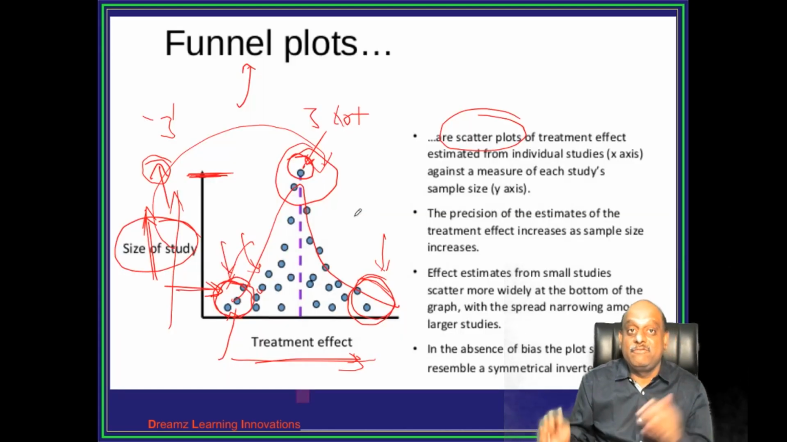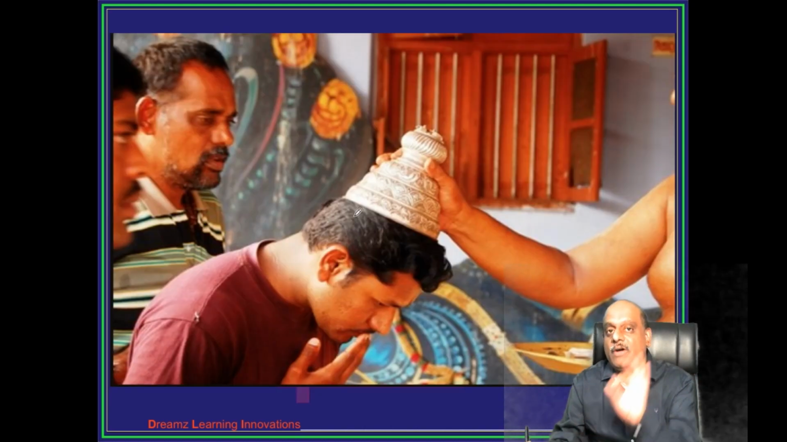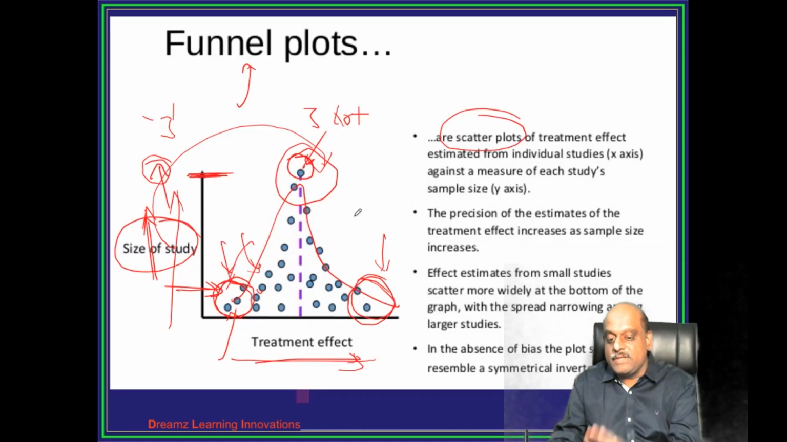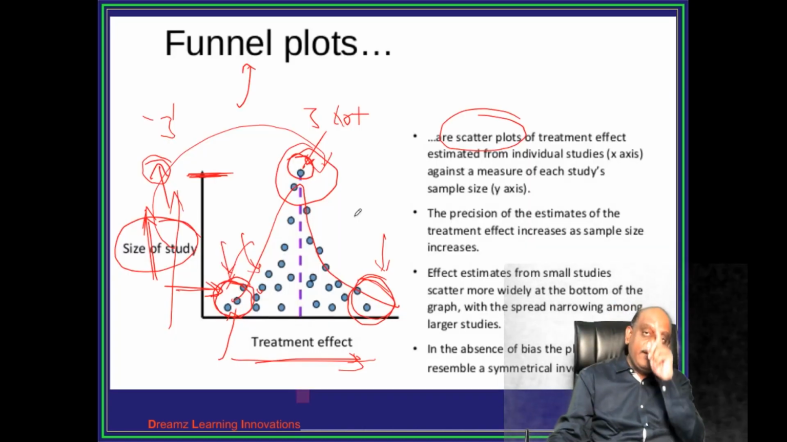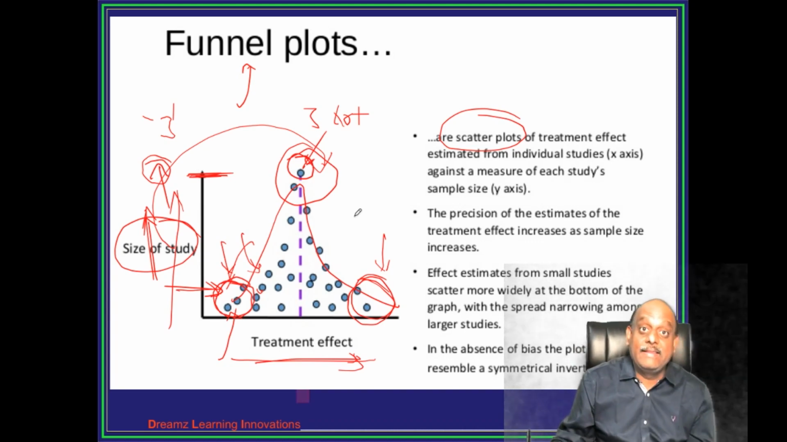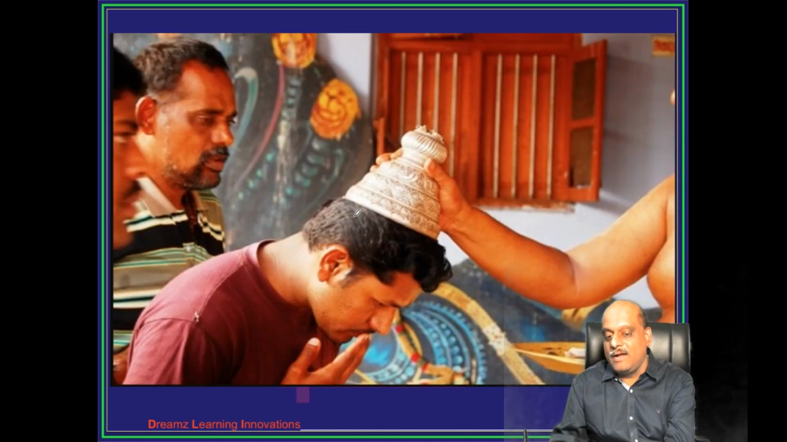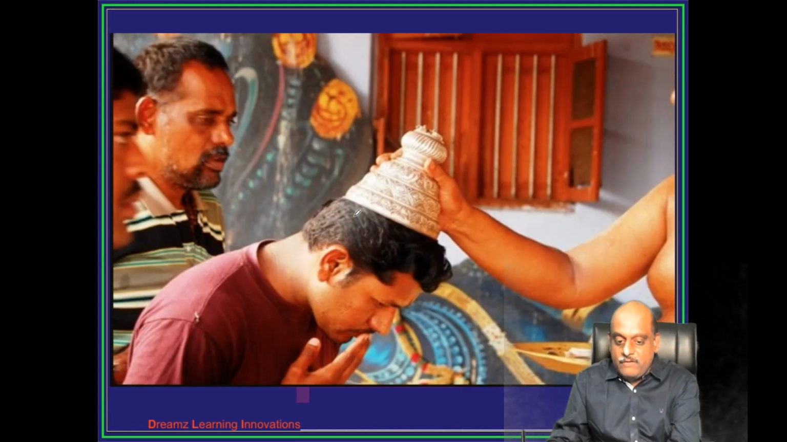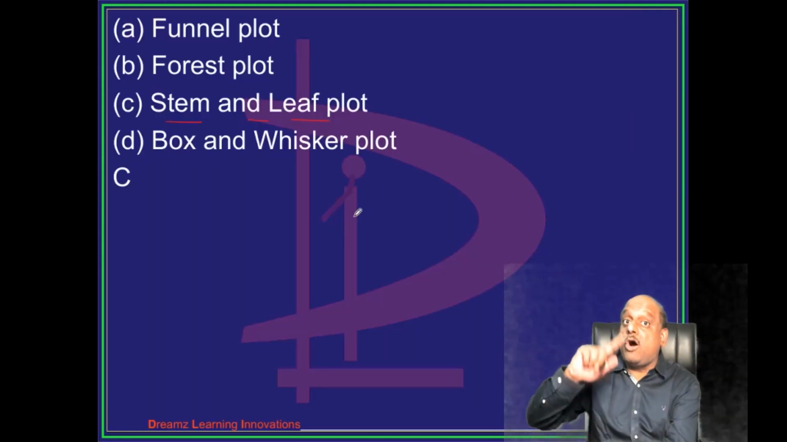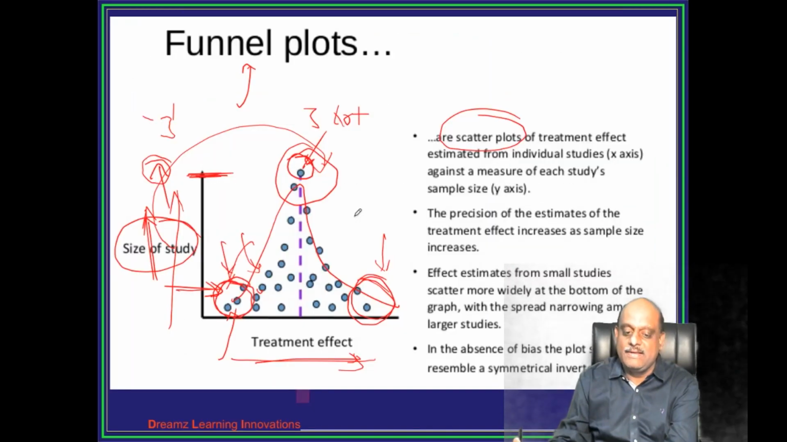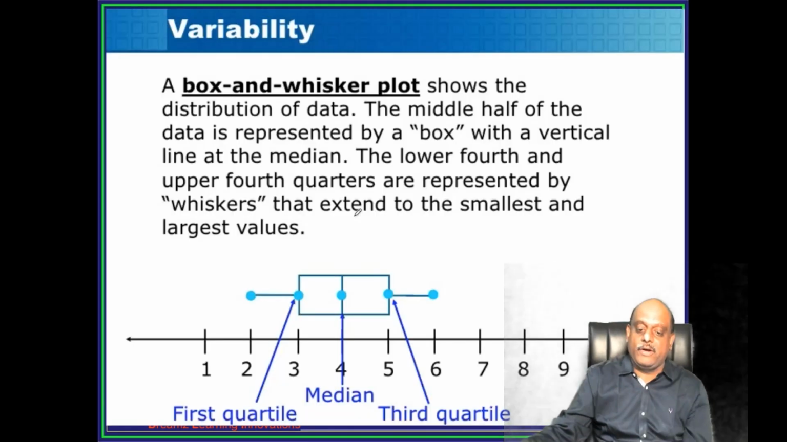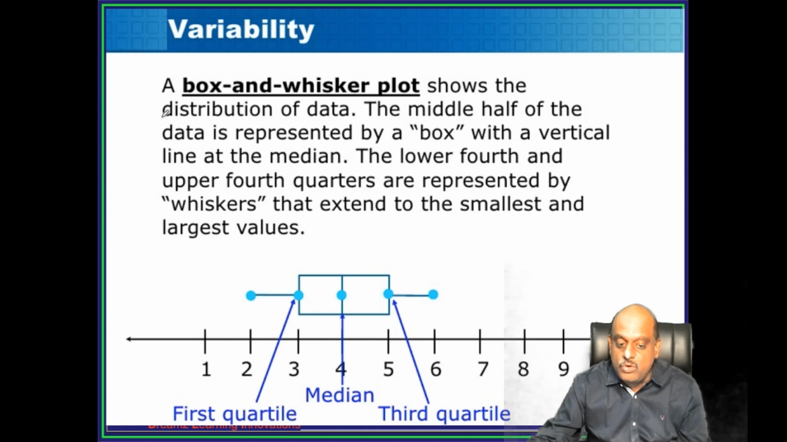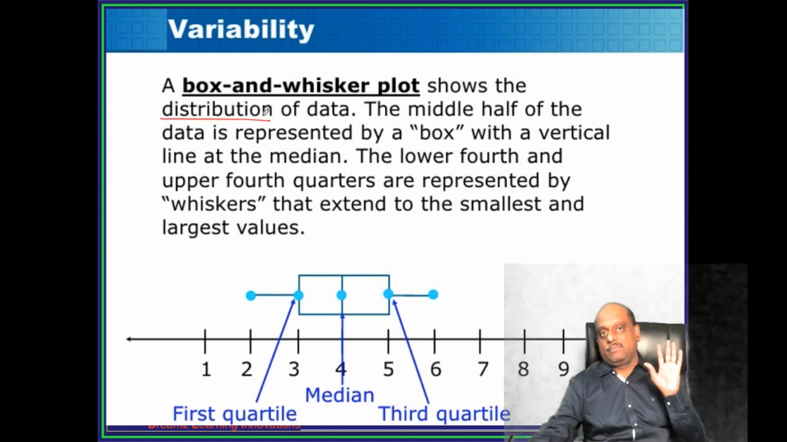So funnel plot. If the scatter plot is looking in a funnel shape, inverted funnel, that means there is no bias, is what you should remember. Then one of the options given by the examiner is box and whisker plot. Box and whisker plot. It is also to show the distribution of the data.